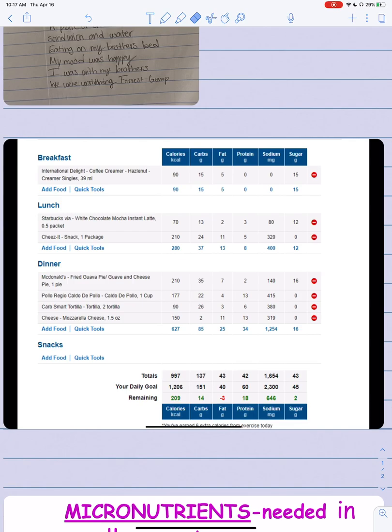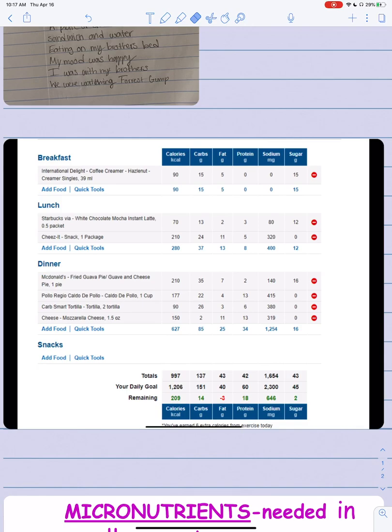And then there at the bottom, it shows the daily goals. It shows that you didn't eat all of your calories, that you still had some carbs left. You ate too much fat. You did get enough protein, or you were close to getting enough protein. Your sodium was good as well as your sugars. So, although having a white chocolate instant mocha as well as International Delight coffee creamer in a day seems like a lot to me, according to this analysis, it's not.